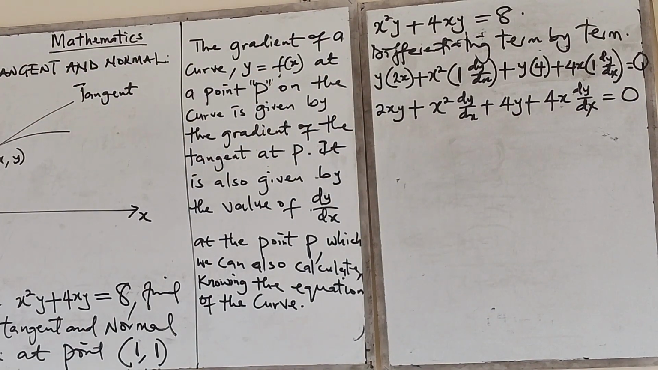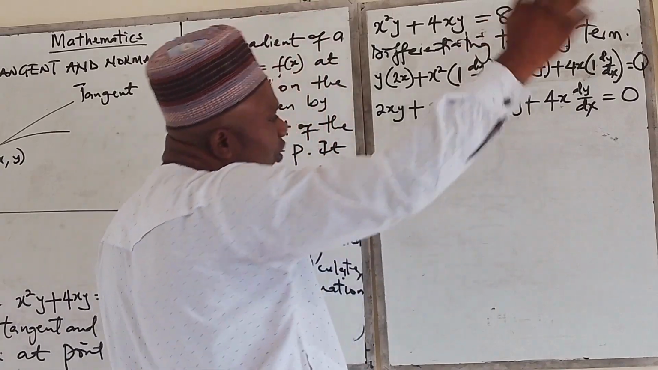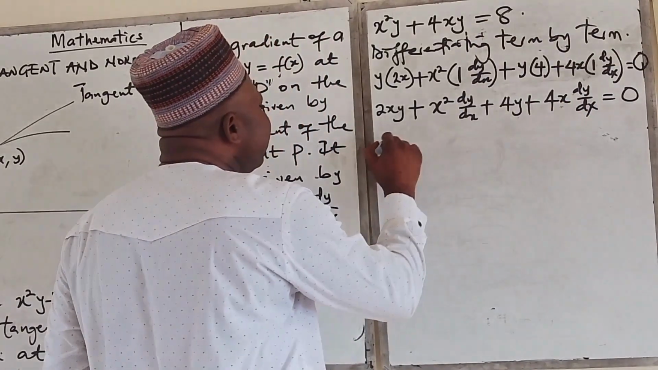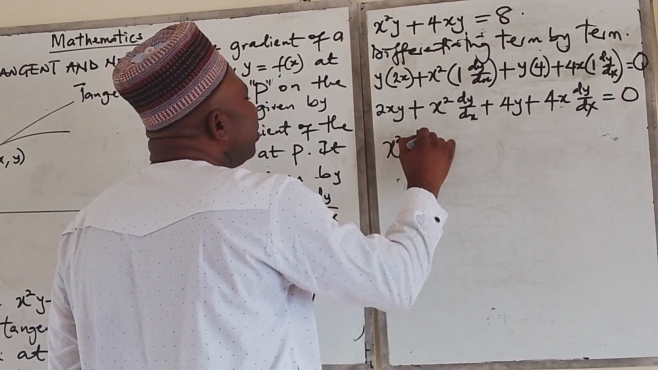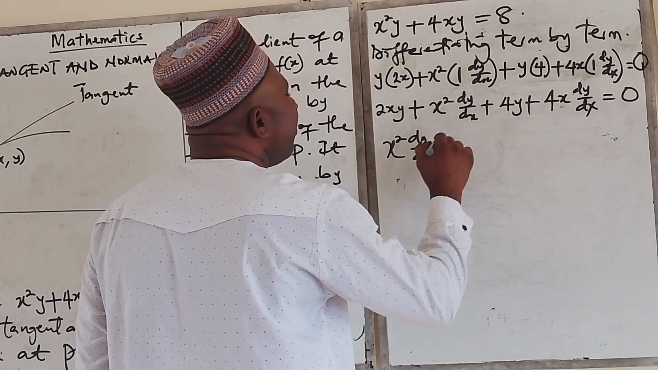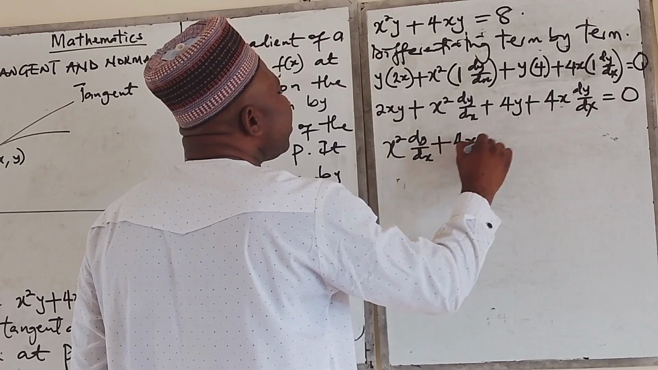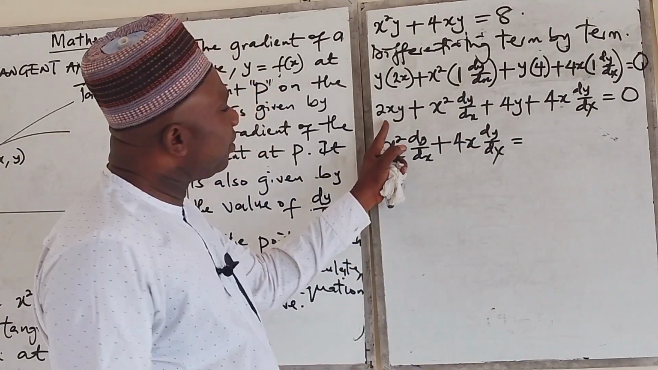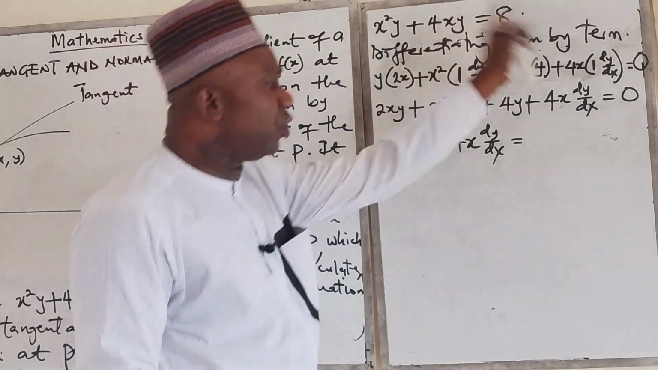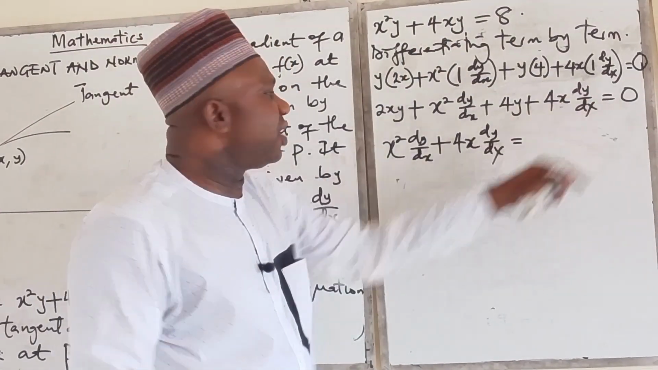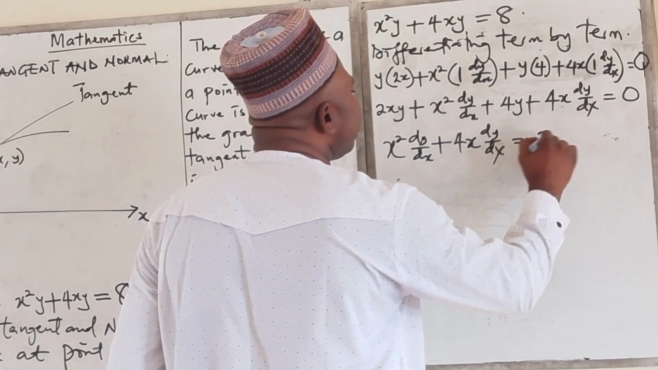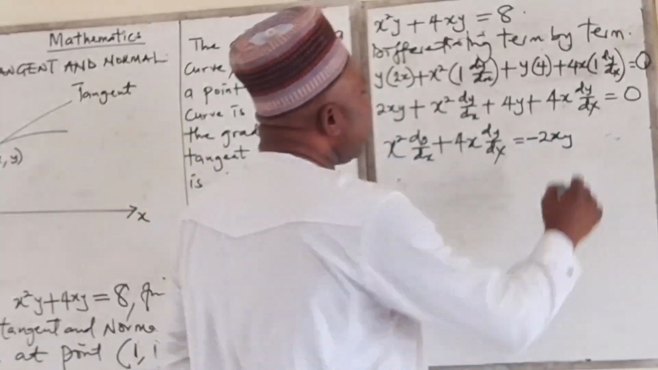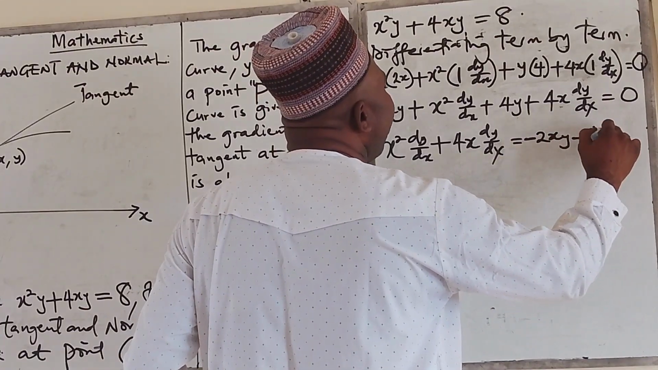So now I want us to take the other functions without the dy/dx to the other side and leave those functions with the dy/dx at the left hand side. So it means that x squared dy over dx, plus we have 4x dy over dx will be equal to, now taking this plus 2xy to the other side, crossing this equality sign, it will change to minus 2xy. And here we have plus 4y. Taking it to the other side will also change to minus 4y.